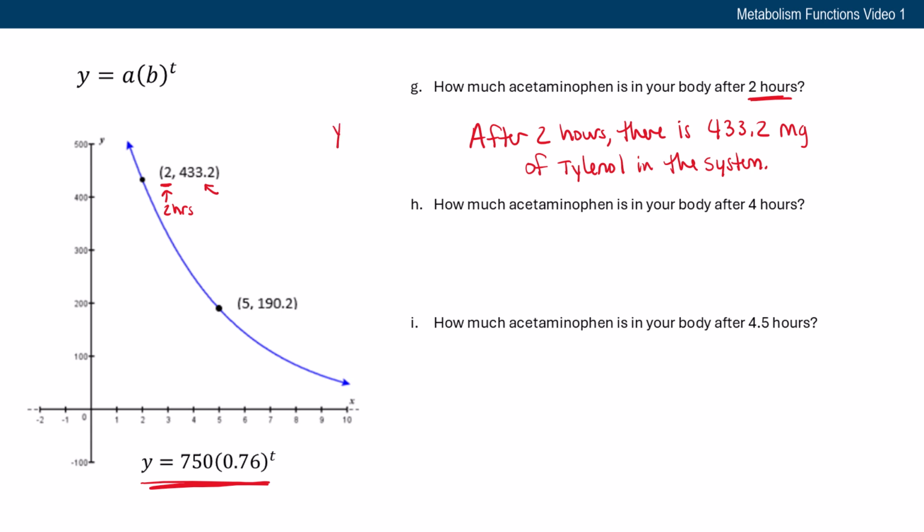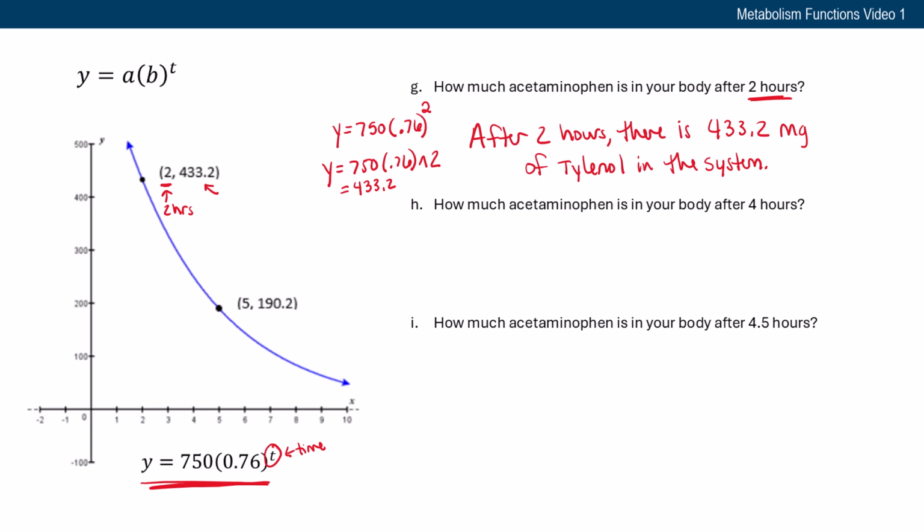We could take our y equals 750 times 0.76 raised to the T, which again is time, and we know our time is going to be 2 hours in this example. So I could plug in 2 into the equation, and then we can solve this using our calculator. To raise it to that power, you've probably seen the little caret symbol. So you would write it in like this into your calculator, and your calculator will automatically put it in that power of 2. And your calculator will give us that same answer of 433.2.